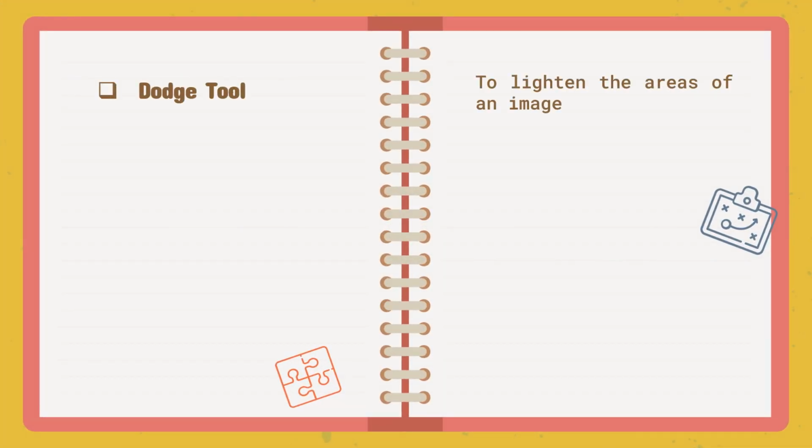Next is dodge tool. Dodge tool is used to lighten the areas of an image. Some darken areas can be given lighter effects. If you want to lighten the darker areas in an image, you can use the dodge tool.